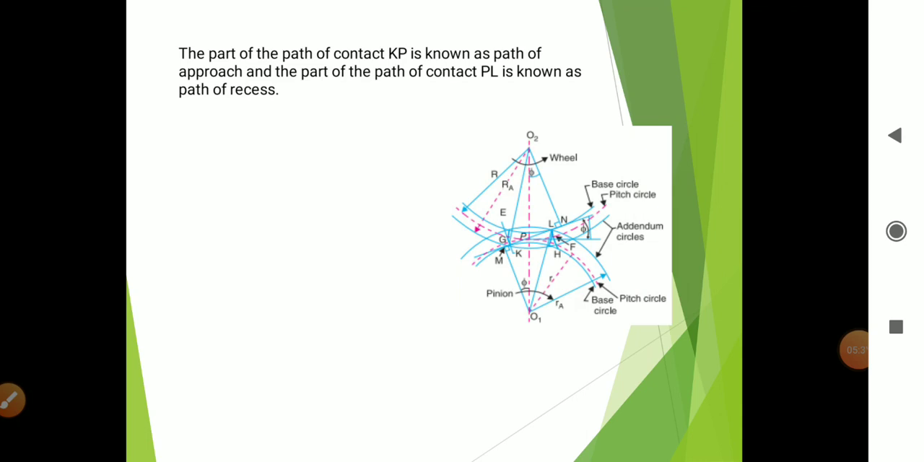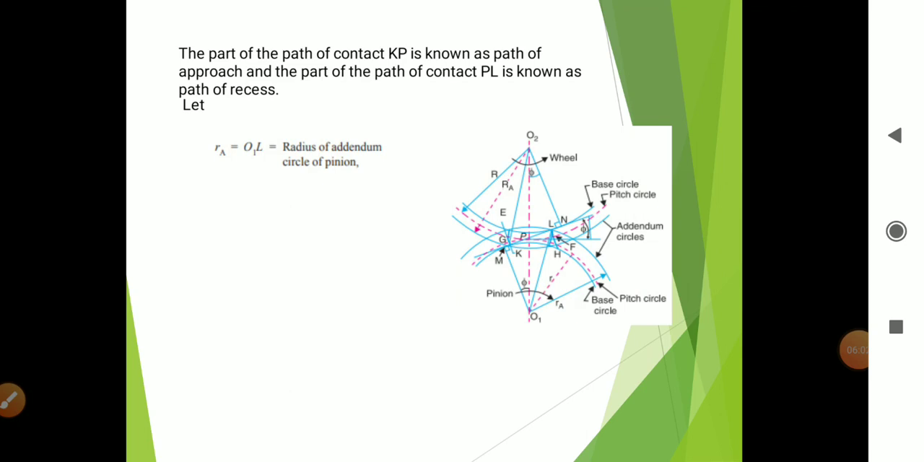The part of the path of contact KP is known as the path of approach, as we told earlier, and the part of the path of contact PL is known as the path of recess. Let's see here: r_a is equal to what? O1L, the radius of the addendum circle of the pinion. We earlier said that small r_a is nothing but the radius of the addendum circle of the pinion.